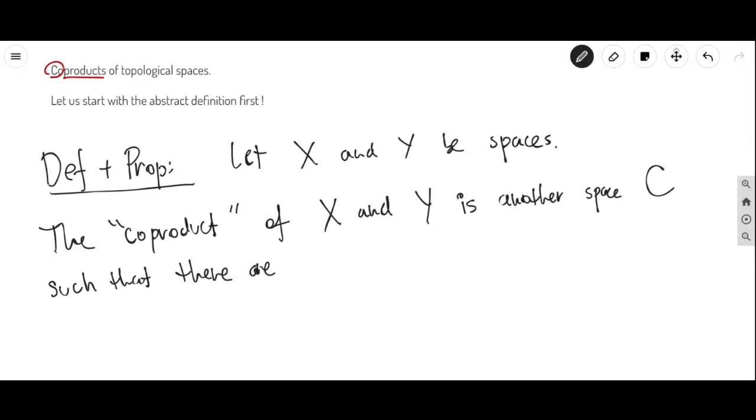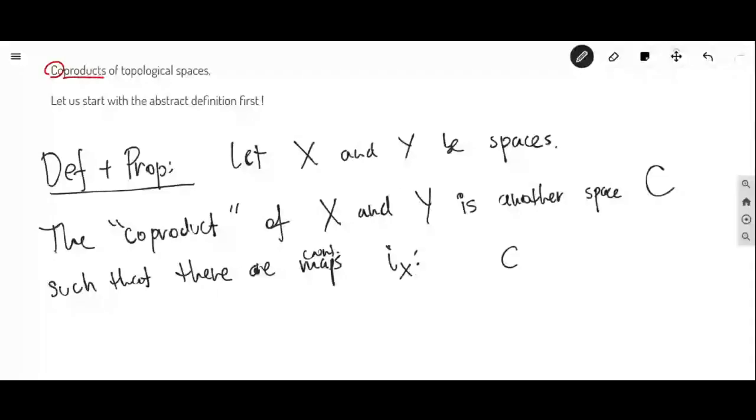there are maps, of course continuous maps. Let's call this IX, I for inclusion. You'll see the reason for this later on, but it does not matter what you call these maps. I'm calling them I for inclusion because when we actually construct it as a set, you will see that these are inclusion maps. But here it's just a name of a map. So there's this map IX. So if this was a product, you're doing this. But with the coproduct, the arrows go in the opposite direction.